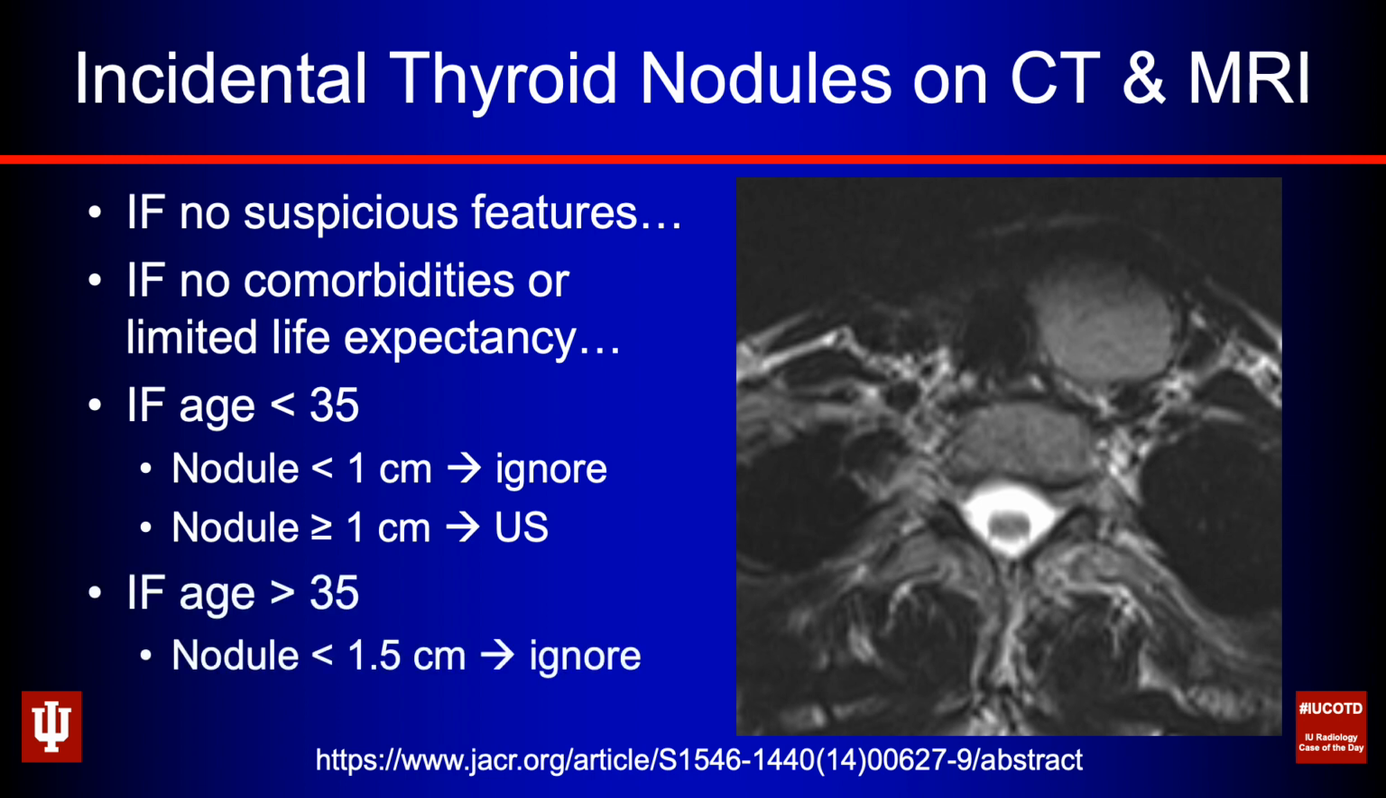Once you get over the age of 35, we get a little bit more lax in our guidelines. If a nodule is less than a centimeter and a half in size, we can ignore it. And if a nodule is 1.5 centimeters or greater, they need an ultrasound. So I think the ACR White Paper really nicely simplifies how to deal with these thyroid nodules. It's something that I've put into practice ever since reading that paper a couple years ago. And I think a lot of people have really embraced this as well.